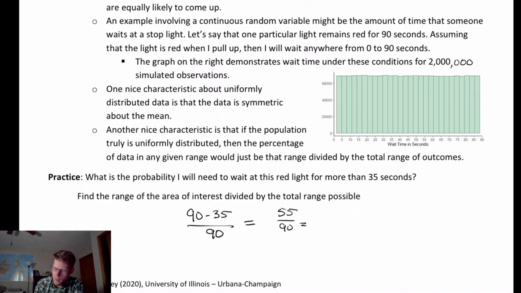Let's see. I'm going to get 0.611 there. So about 61% of the time, I'm going to have to wait more than 35 seconds at this red light. That's a reasonably long red light. Most red lights are probably a little bit shorter, but if this one's always 90 seconds long, then I should expect to wait a little bit of time there.